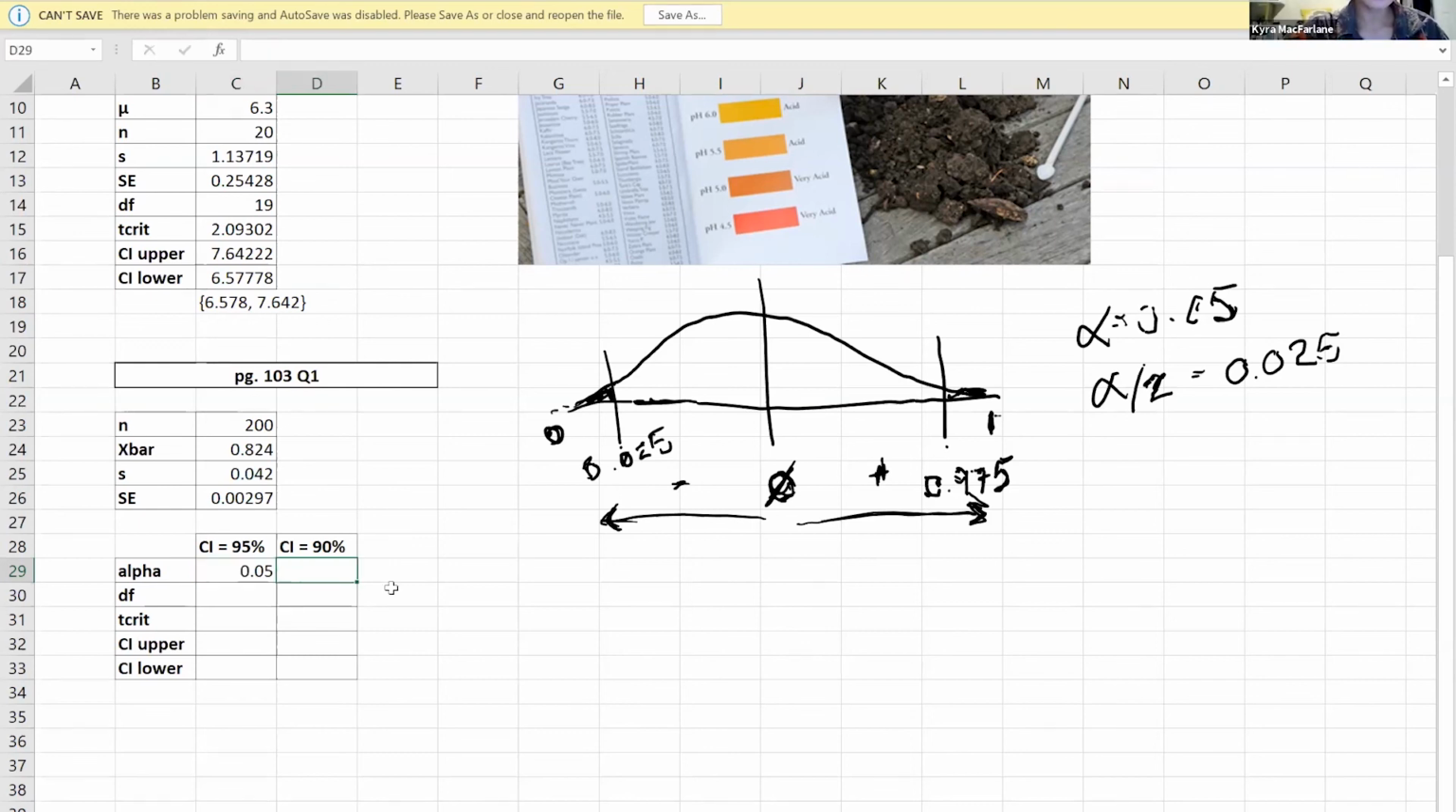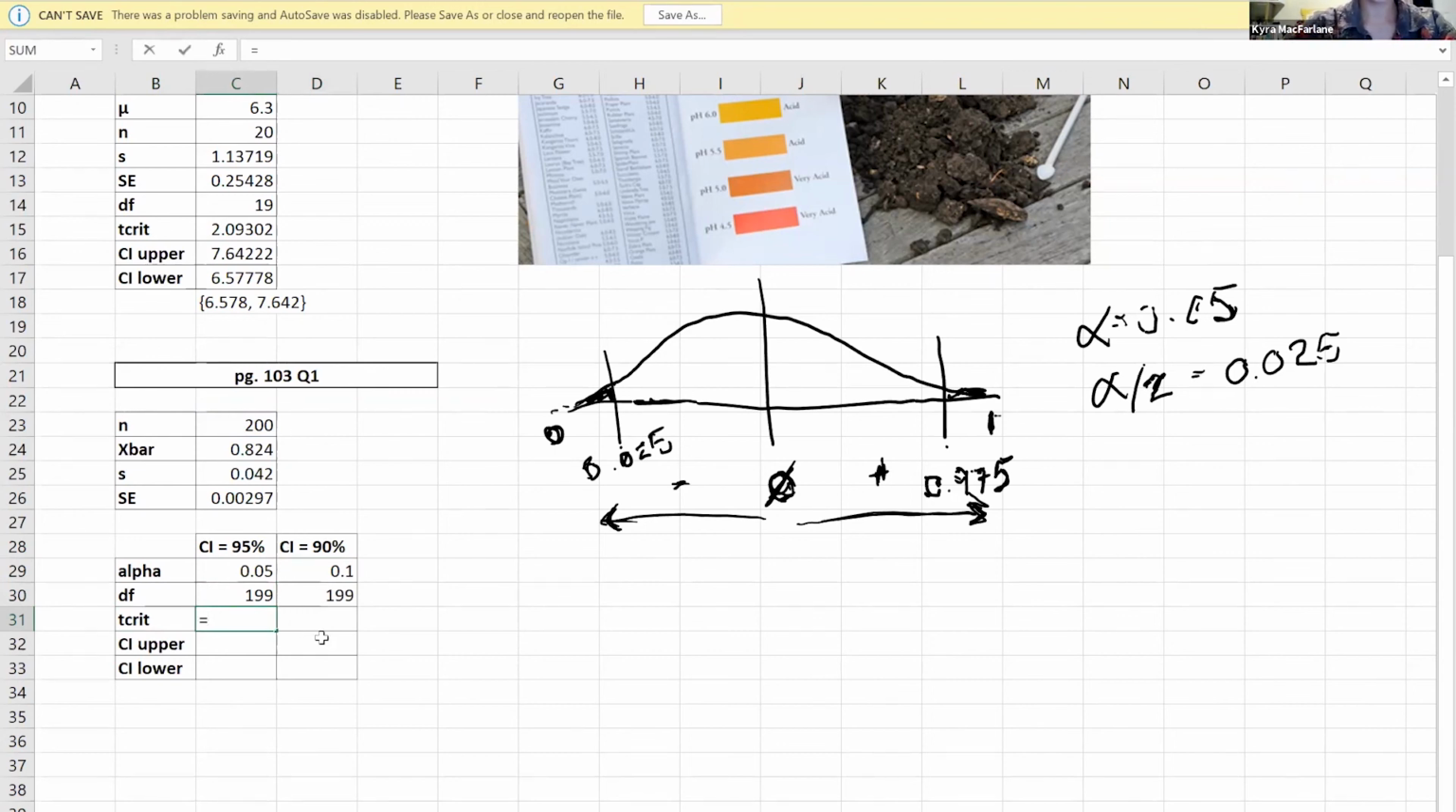If we're calculating the alpha for our 90% confidence interval, it'd be the same thing. We translate 90% into 0.9 as a decimal. 1 minus 0.9, we get 0.1 as our alpha. So that changes the way that we're going to calculate our critical values. Our degrees of freedom is 199 for both of them, right? 200. We could also do it this way, 200 minus 1.